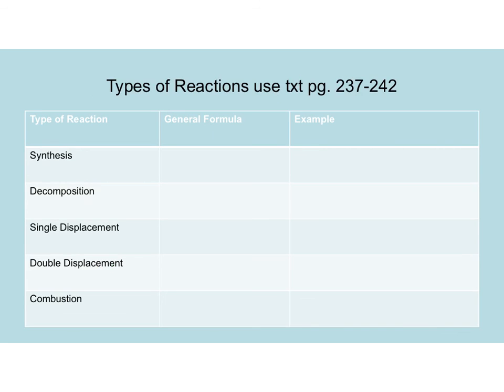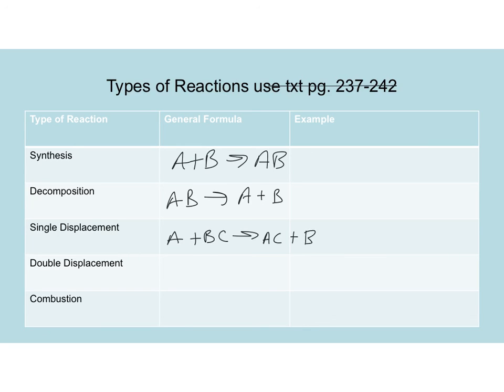Okay, so just to finish up, and don't worry about these questions. We're going to just explain the general formula. With a synthesis reaction, it's A plus B leads to AB. Decomposition is AB leading to A plus B. A single displacement would be A plus BC, and then the A is going to replace the B. So a single displacement, I would get AC plus B.